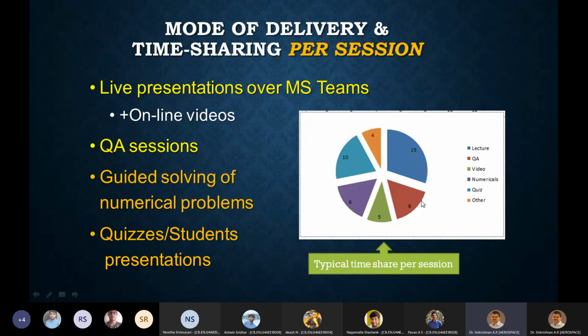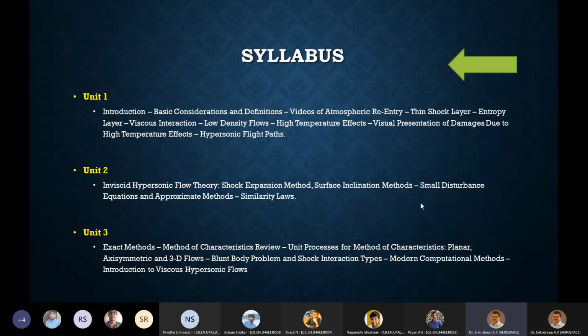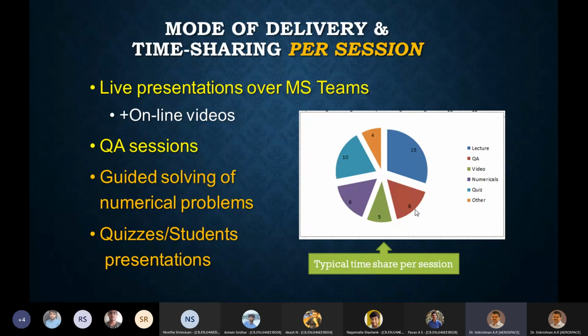Syllabus, I'm not going to read it out anyway. We are going to go through all that, and for your interest, you can go through the syllabus, etc. And the platform, though I didn't mention here, all the materials that I present here, I'll be uploading in MS Teams. Many times I'll upload it on the same day, or in some cases, a few sessions will be required to complete a part.